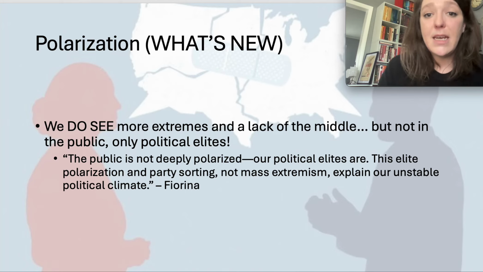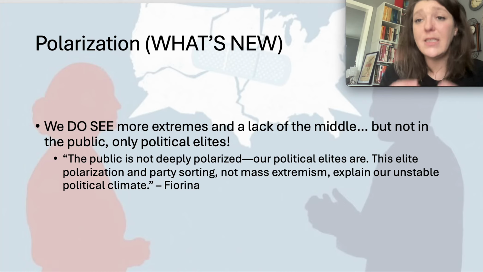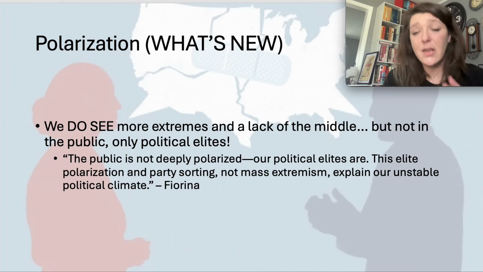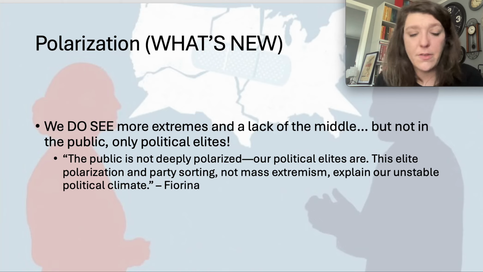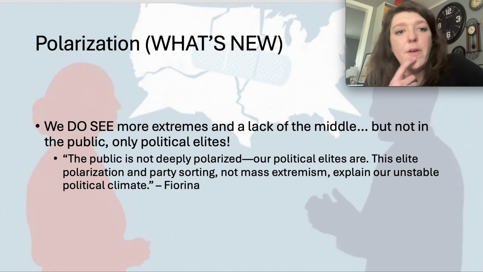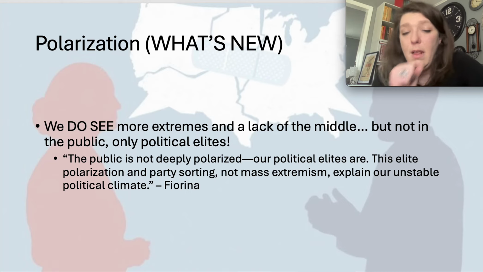We do see more extremes and a lack in the middle, but not in the public, just in the political elites. So remember, politicians, media, activists, those are the ones that are getting more extreme. Those are the individuals that Fiorina argues are more radical than the average person. So this is a quote from Fiorina. The public is not deeply polarized. Our political elites are. This elite polarization and party sorting, not mass extremism, explains our unstable political climate.